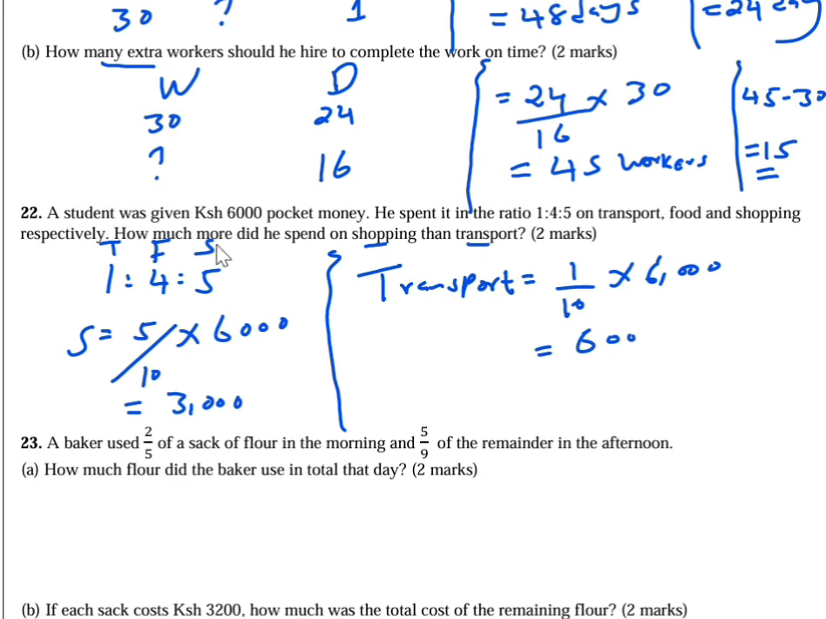So how much more? Again, if you hear more, so more is the difference between the two. You can see shopping 3,000, transport 600. So how much more did you spend on shopping than transport? You get the difference between the two. So it is 3,000 minus 600. You can see our answer is 2,400. We score those 2 marks.